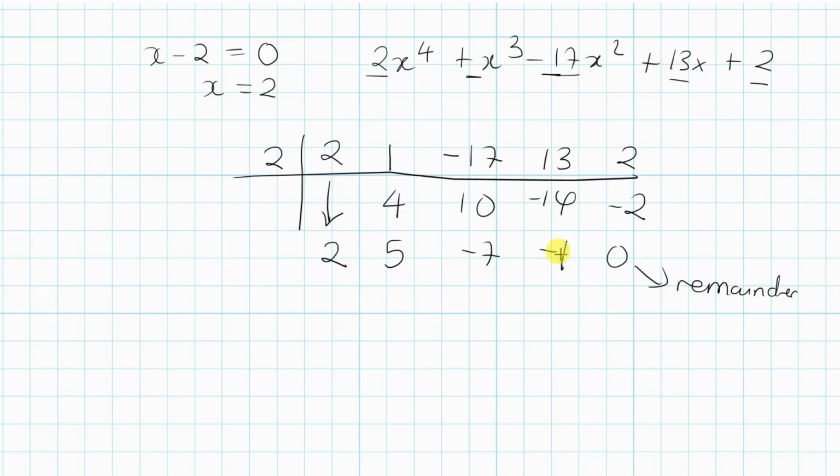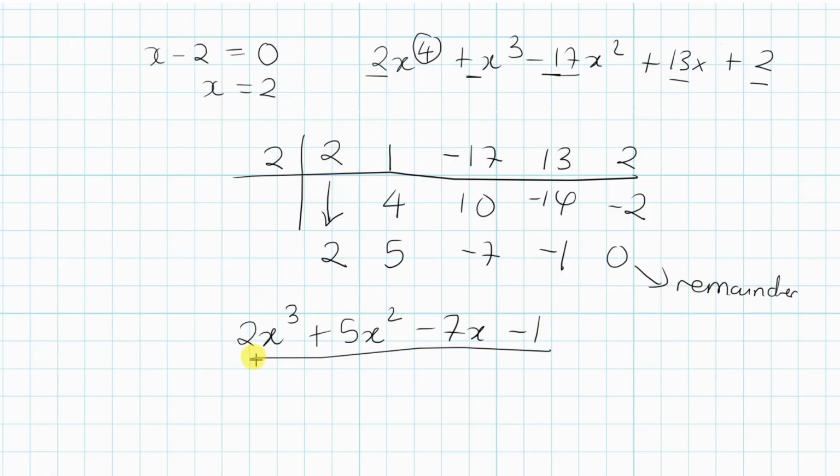And then you're going to get the coefficients and just replace them in the new polynomial. So since our highest power here was 4, it's going to go down by 1. So our highest power now becomes 3. So 2x to the power 3 plus 5x squared minus 7x minus 1. So this is going to be our quotient.